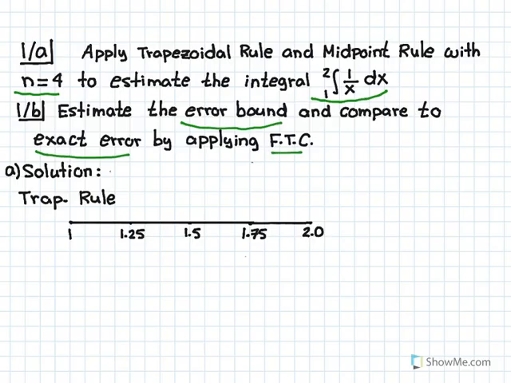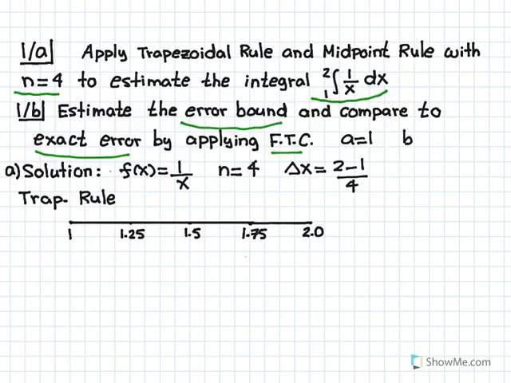So what we have is f of x is equal to 1 over x, that is the integrand. We have n is equal to 4. Delta x is equal to (b minus a) over n, that's (2 minus 1) over 4, because we know a is equal to 1, that's the lower limit of integration, and b is equal to 2. And delta x is going to be 0.25.